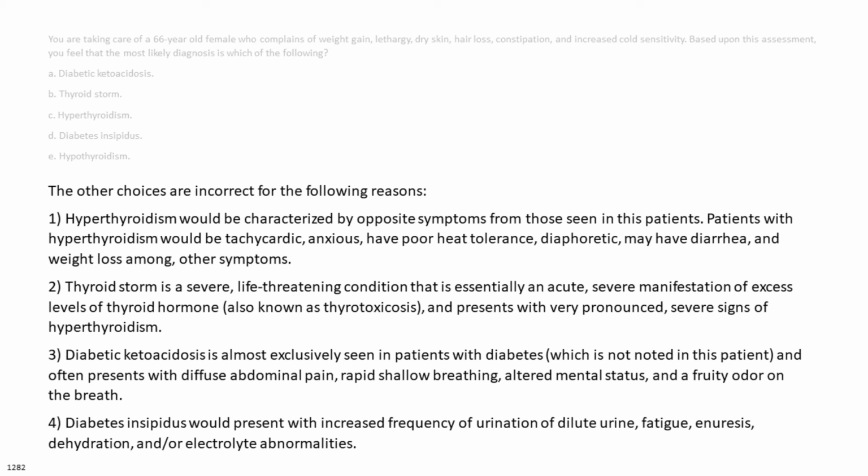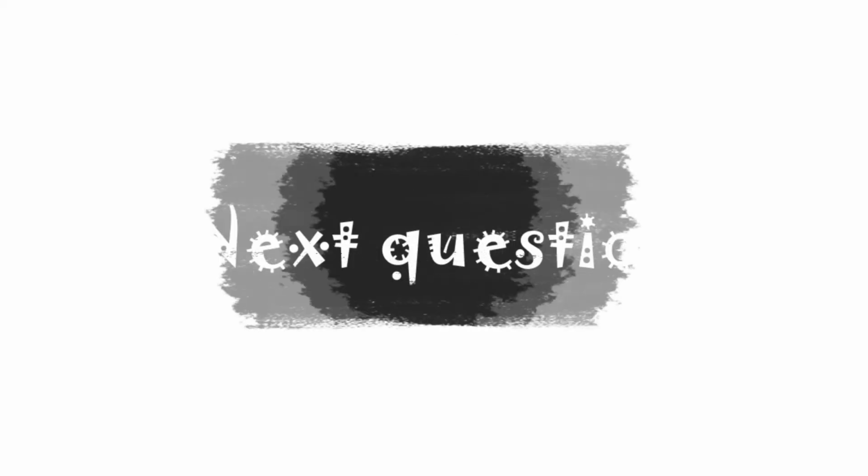3. Diabetic ketoacidosis is almost exclusively seen in patients with diabetes, which is not noted in this patient, and often presents with diffuse abdominal pain, rapid shallow breathing, altered mental status, and a fruity odor on the breath. 4. Diabetes insipidus would present with increased frequency of urination of dilute urine, fatigue, enuresis, dehydration, and/or electrolyte abnormalities.